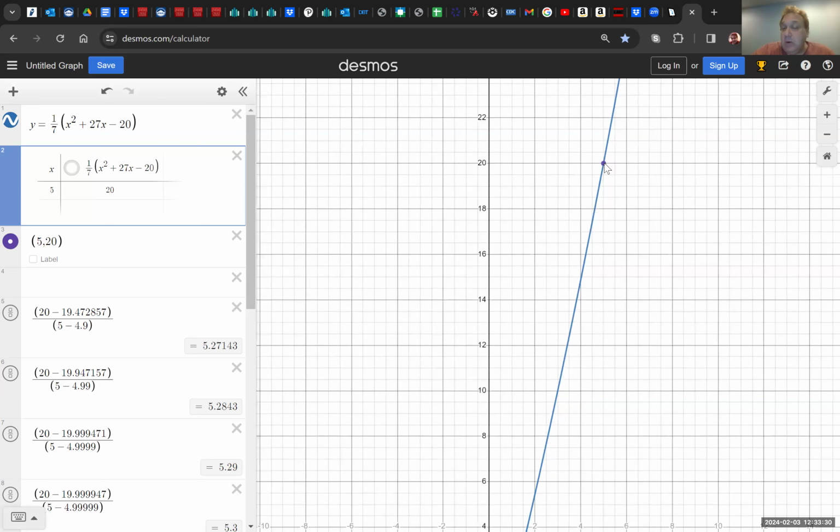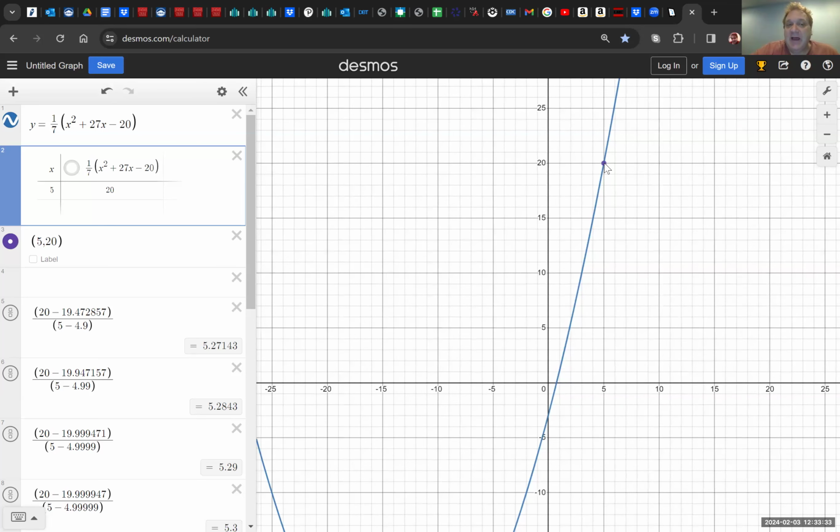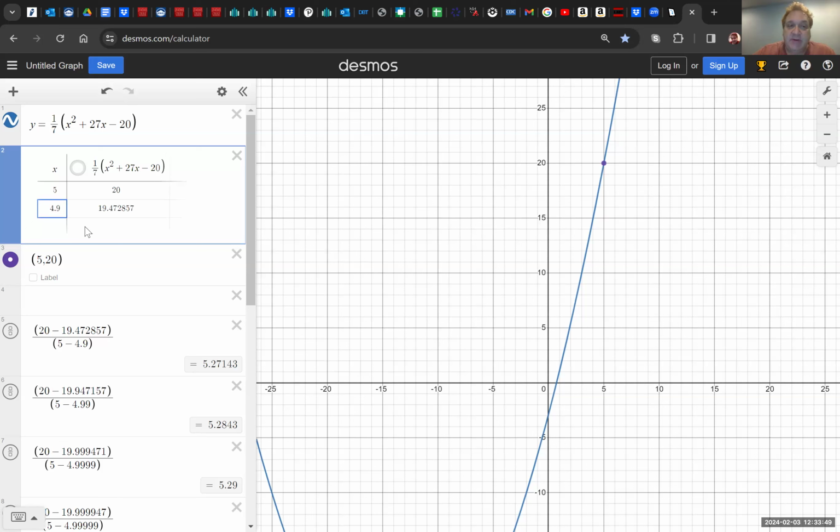All right. What I really want to know is the slope at 5, comma 20. Well, again, I need to have a change in y, and I'm going to be choosing some numbers that are close to 5, so I can have a change in y and a change in x. So what's an example of something close to 5? Well, how about 4.9? If I choose 4.9, the calculator will instantly tell me that the y value is this 19.472857 number.